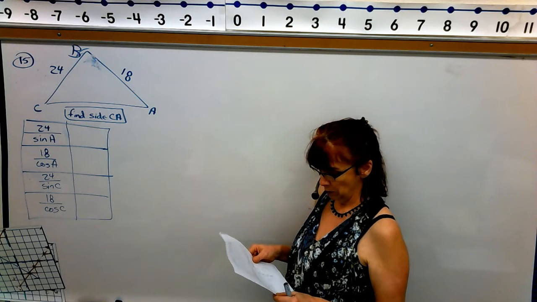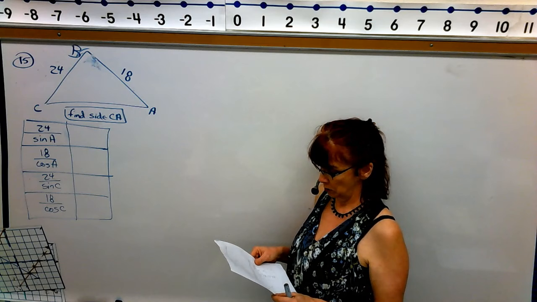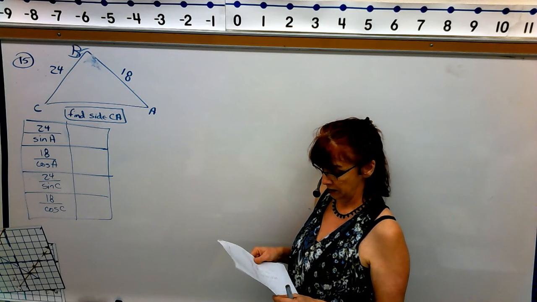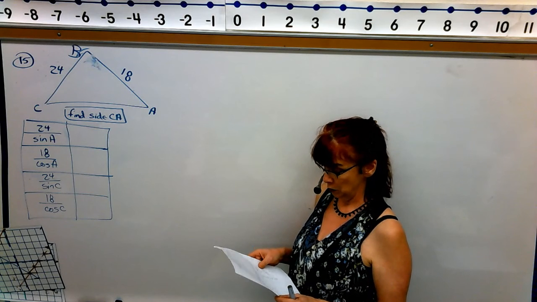So I'm reading this problem here. It says, consider this right triangle. Determine whether the expression can be used to find the length of side AC. Select yes or no for each expression.